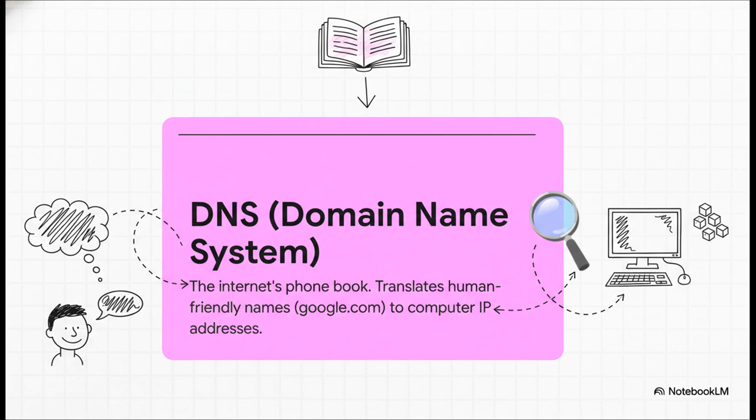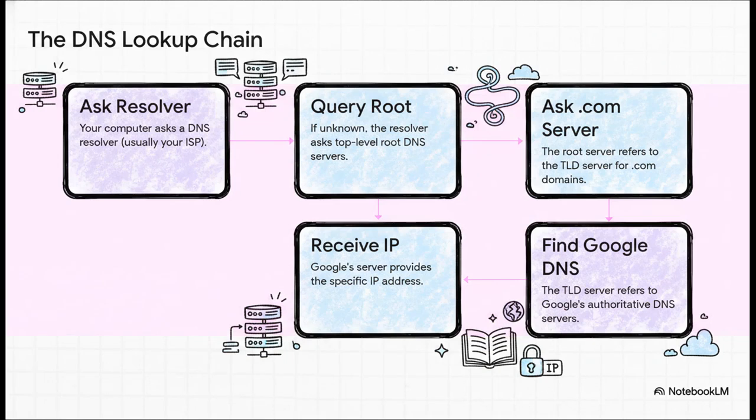The phone book analogy is perfect here. See, we humans are good with names. Google.com is easy to remember. But computers, they think in numbers. They need a specific numeric address, an IP address, to find anything. The whole job of the DNS is to be that translator, to turn the name we type into the number the computer needs.